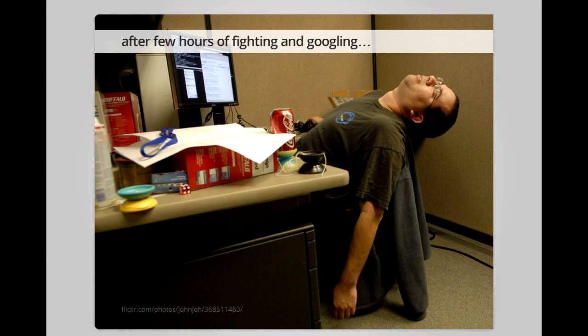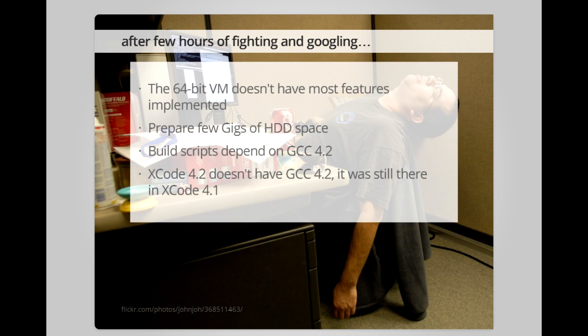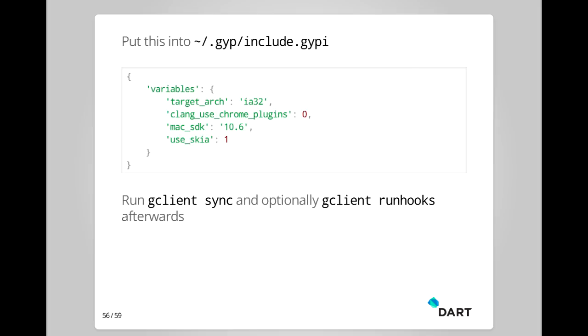So after a few hours of fighting and Googling, I found out that the 64-bit virtual machine doesn't have most features implemented yet. So I had to compile one more time with the 32-bit flag. You have to prepare a good few gigs of hard drive space for the huge SVN checkout and for the files created during the compilation process.